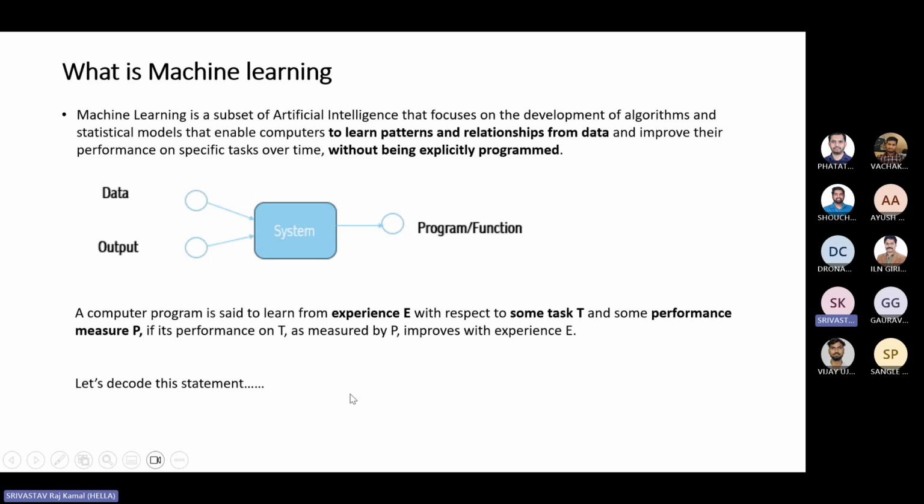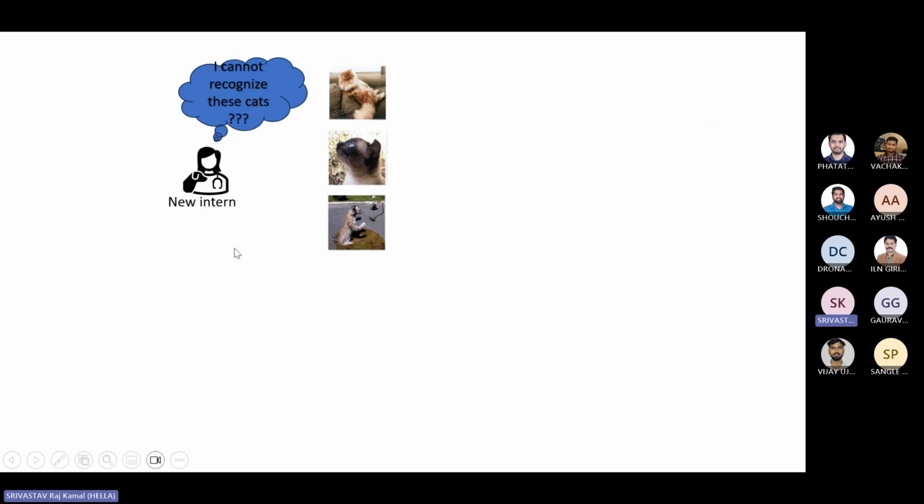Let's decode this example. Again, I'll bring it to a smaller level. I work in some zoo. I'm a new intern. I always try to keep some funny examples just to make things easier. I do not know the categories of these cats. The veterinary doctors, the doctors of animals, are supposed to know these. If I'm specifically a cat specialist, I should know all the cats. But as a new intern, I cannot say which one is which.